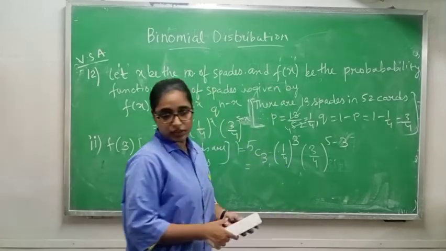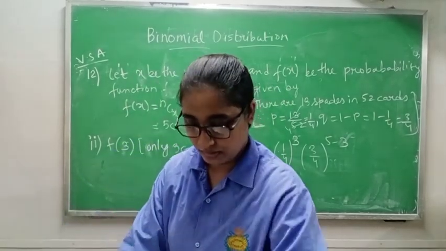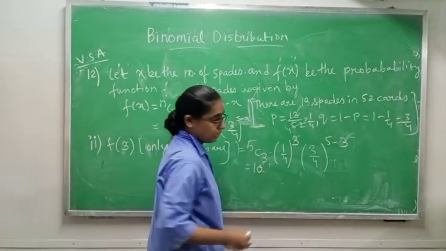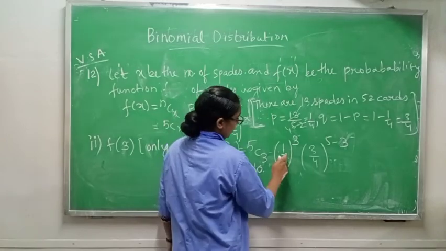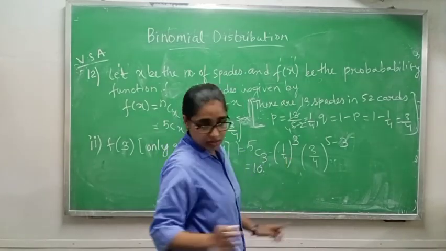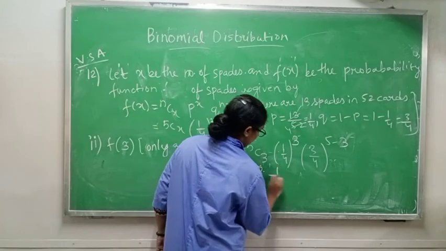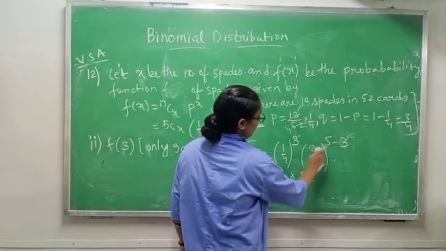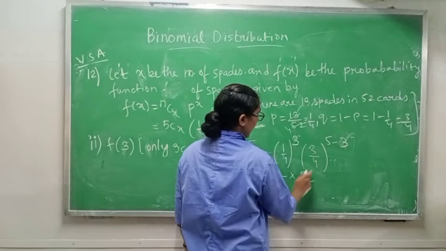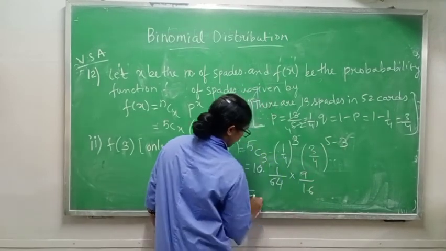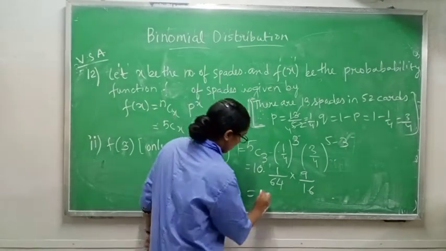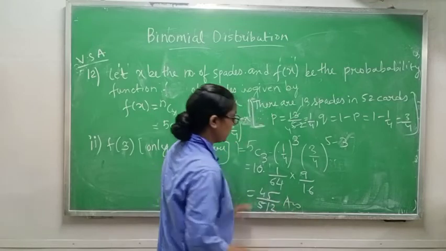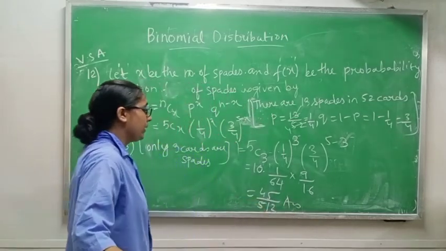Now when you solve this one, your answer will be: 5C3 value is 10, 1 by 4 cubed, 4 4s are 16, 16 4s are 64, so 1 by 64, and 3 power 5 minus 3, that is 3 power 2, 9, over 4 power 2, 16. Okay, when you solve this one you will get 45 by 512. Just cancel up and down, you will get 45 by 512.